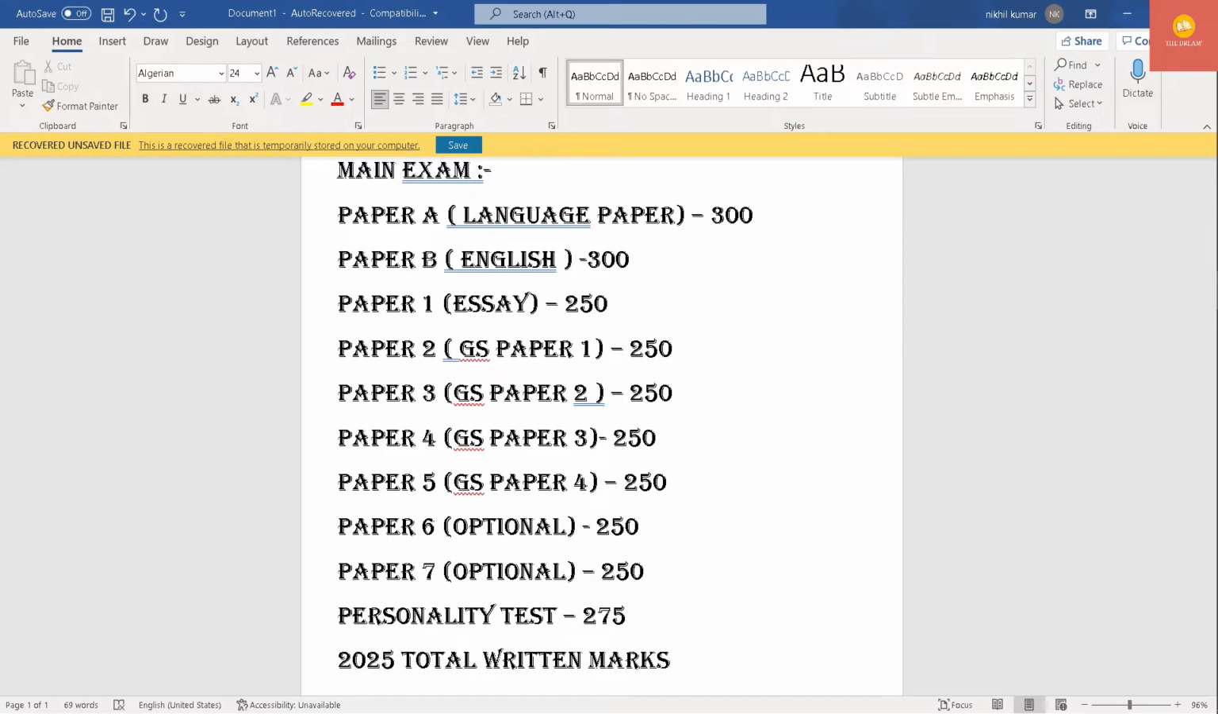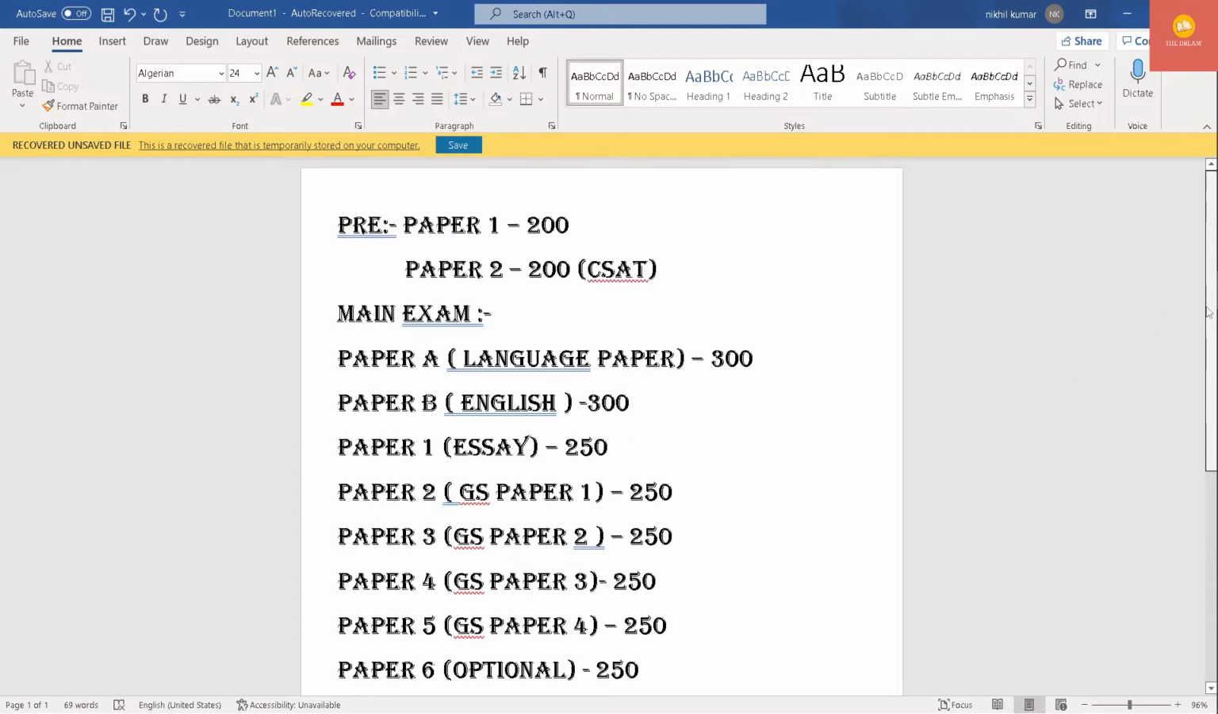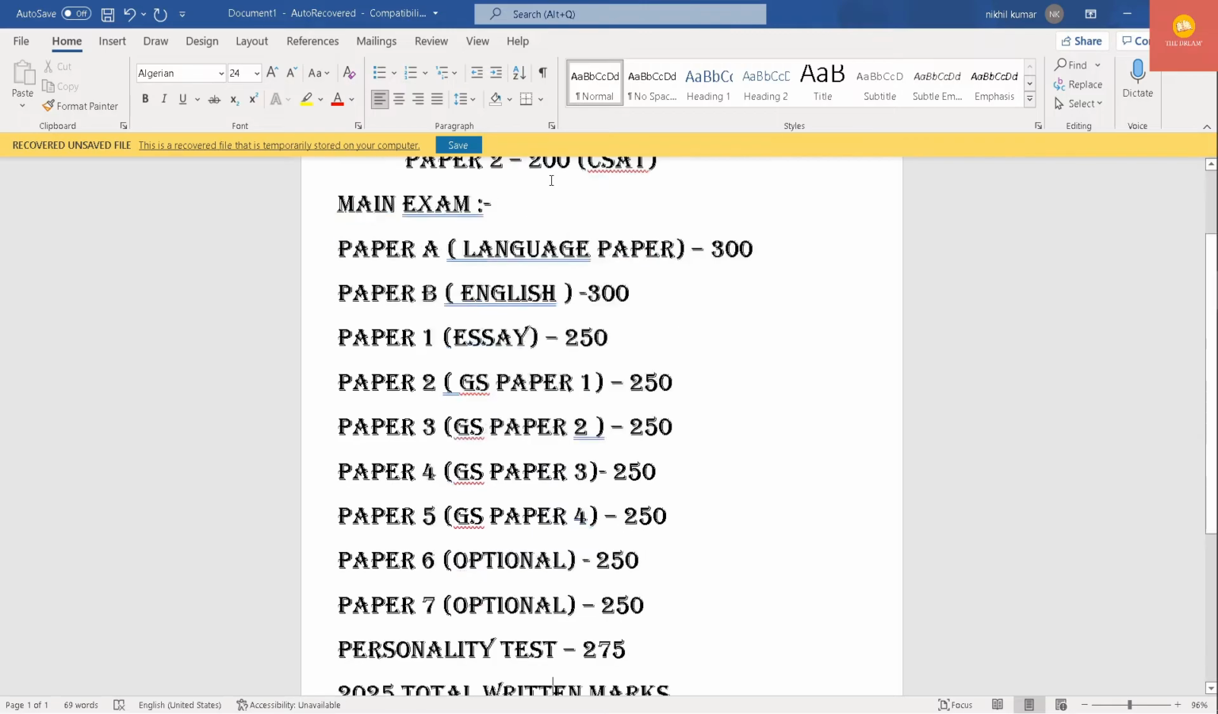One thing you should know is that in the prelims exam there are 400, 200 and another 200. These 400 will not be counted in your merit list. The only exams that count for your merit list are the marks of mains and the personality test. If you score well in mains, you will be eligible for the personality test, and if you do well in both, you will get selected as IAS, IRS. There are many services provided by UPSC.